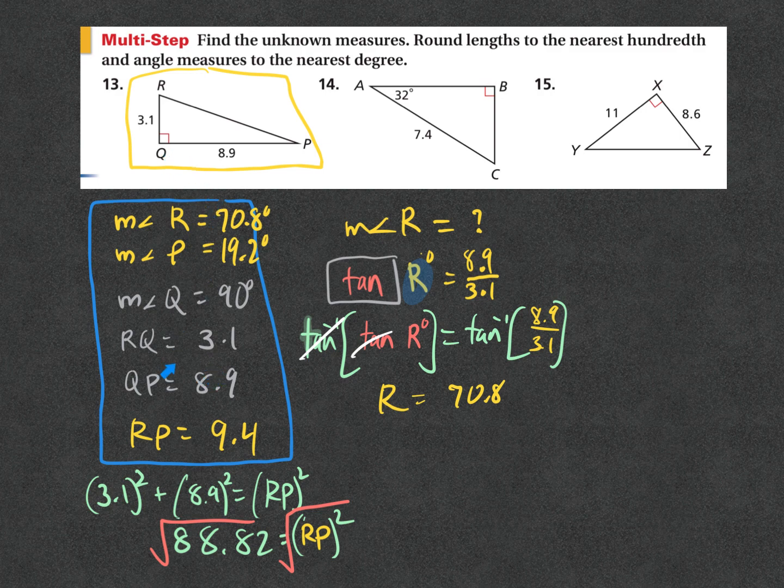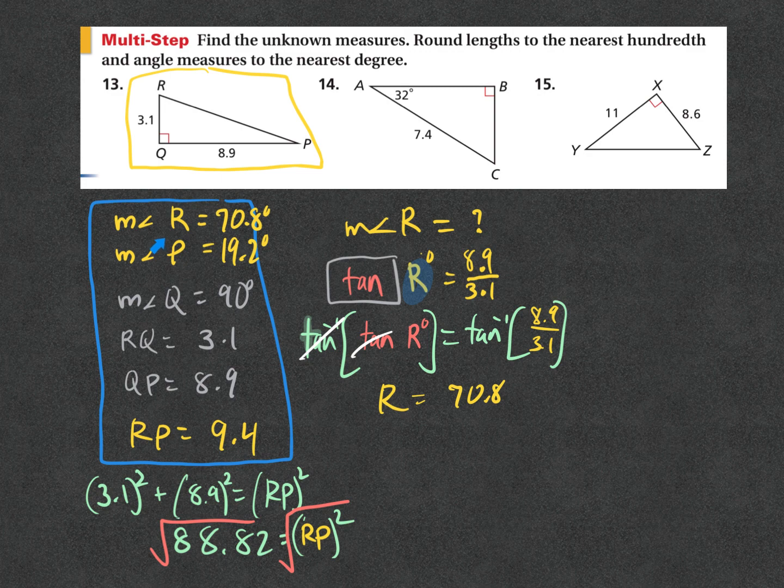So to find the side PR, this one, we would use the Pythagorean theorem. It's a right triangle. So the square of the hypotenuse, RP squared, is equal to the sum of the squares of the legs, 3.1 squared plus 8.9 squared. And that's how we get that RP is about 9.4.